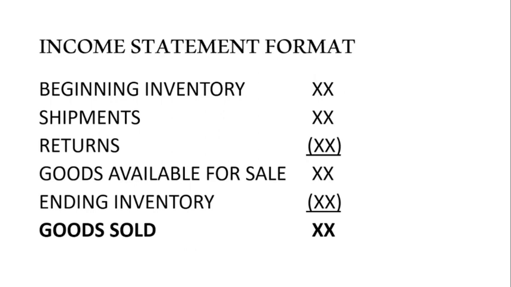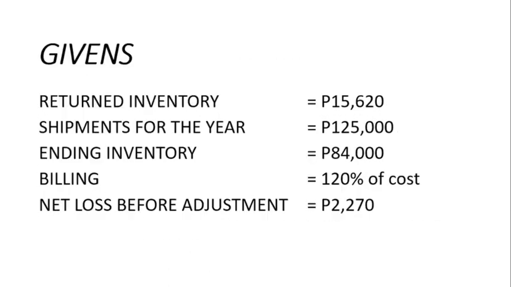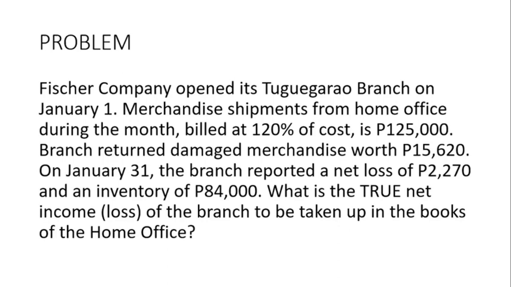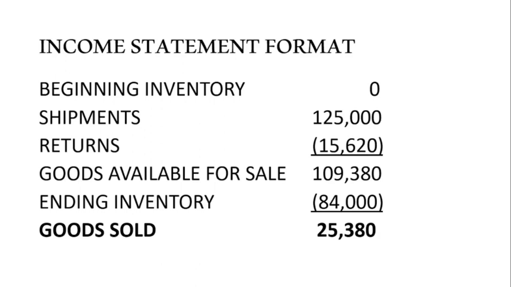So we have the beginning inventory, add the shipments, minus the returns, that will give you the goods available for sale, minus the ending inventory, and we have the goods sold or the cost of goods sold. Using the same problem and using the same givens, we will now plot the givens to the income statement format. Begin inventory, we have 0. Shipments for the year, 125,000.